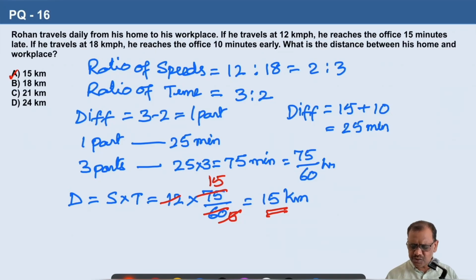So here we can also use 2 parts, and we get the same answer. 2 parts is the time taken with a speed of 18 kilometers per hour. So even if you consider that also, you will get the same answer.